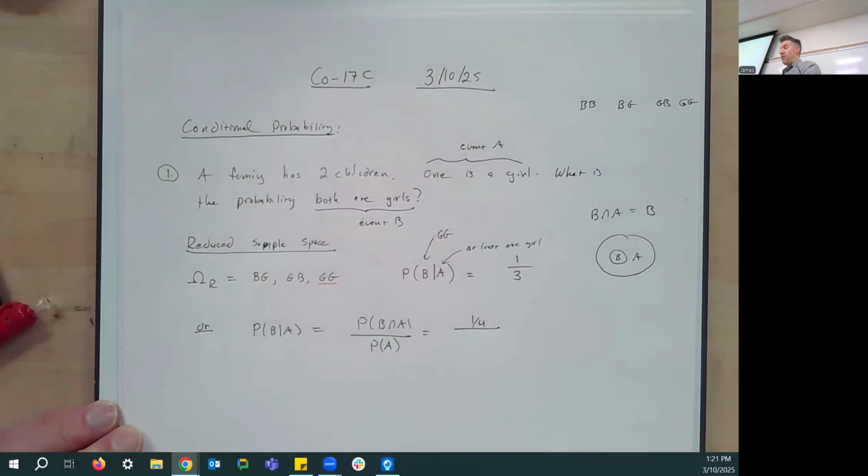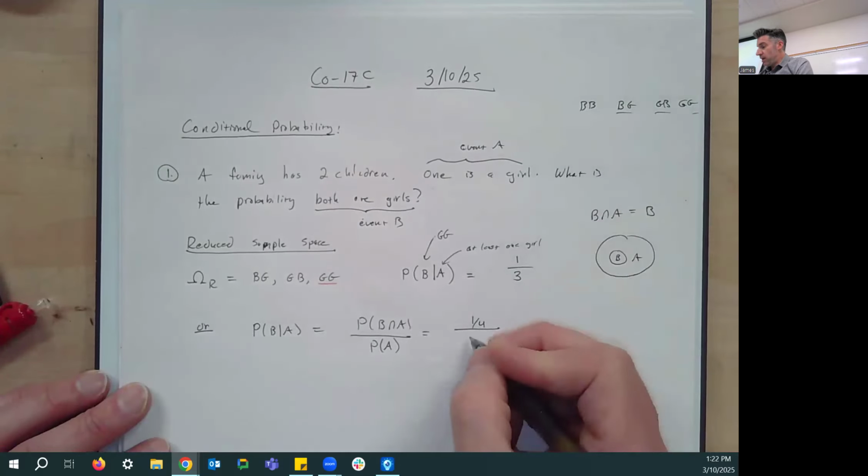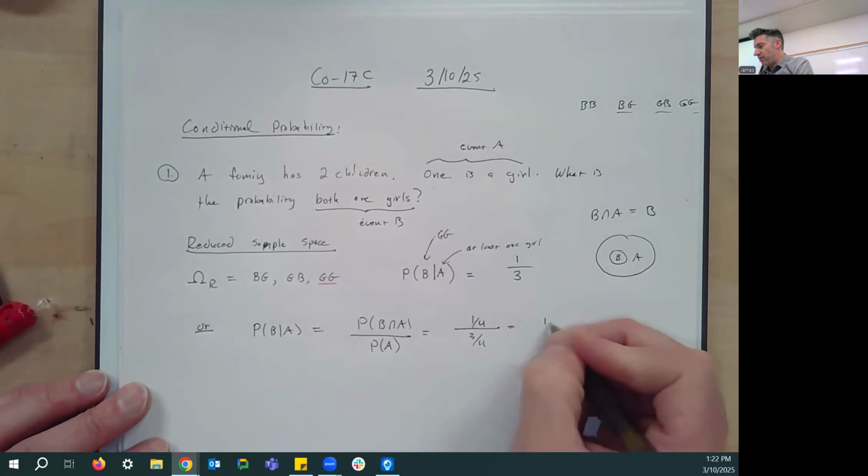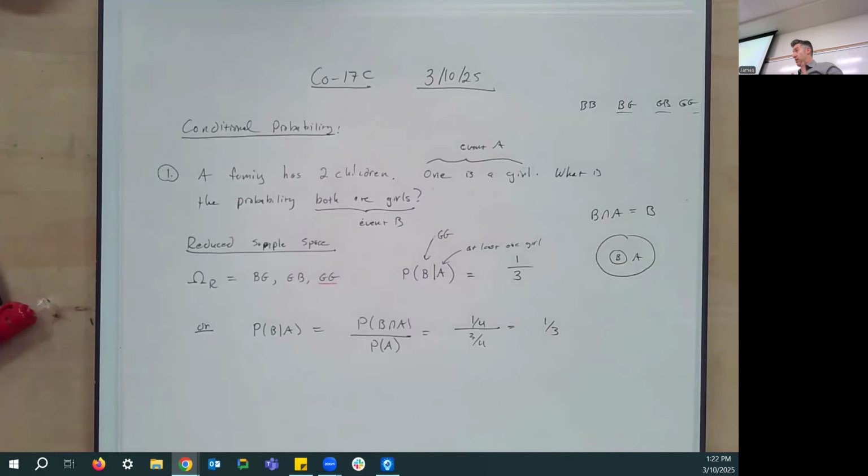And the probability of having event A happen where one of the children is a girl, there's 3 out of 4 ways that can happen. And as is usual, this probability ends up being the same no matter which way you think about it. It's good to know how to do it the formulaic way. It's good to know how to do it thinking about the reduced sample space sort of way.